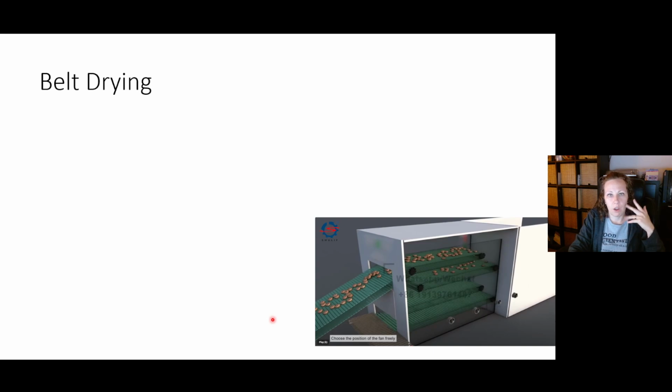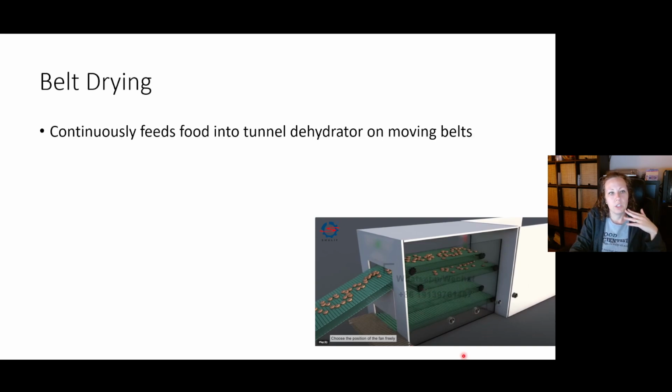Okay, belt drying is basically going to be the same thing, except the food is on a moving conveyor belt. The food is continuously being fed into what's called a tunnel dehydrator, a dehydrator that's on moving belts. Like in this example, food is coming up here, going to be dropped onto the next level, and go this way, dropped onto the next level, here, dropped onto the next level, and come out over here, and then carried somewhere else. By the time it comes out, it is fully dehydrated.